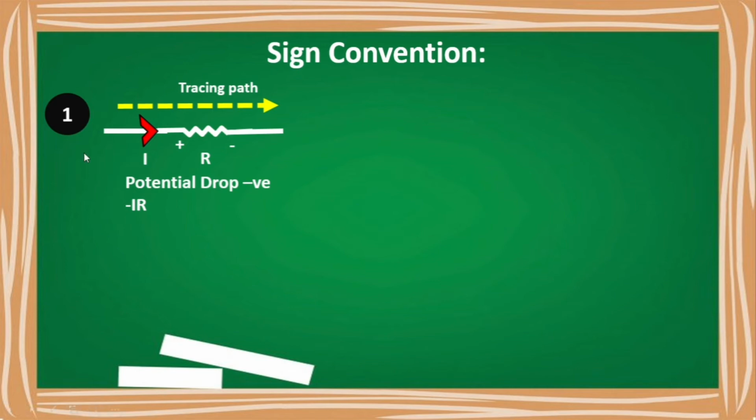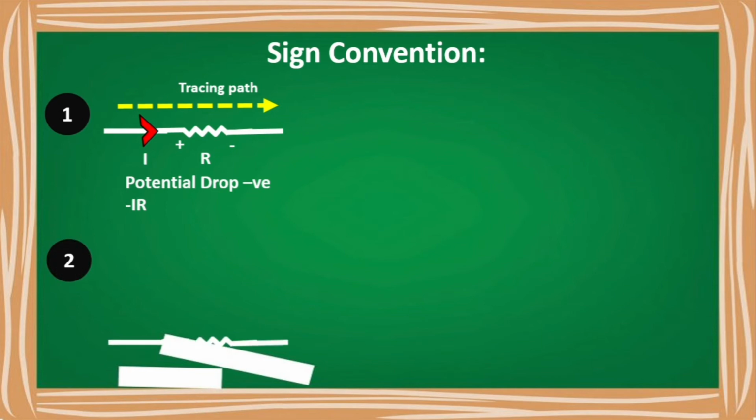But we are talking about voltage. So voltage, according to Ohm's law, is I into R. So I have to write V is equal to IR. So I have to write the expression as IR with a negative sign because it is a drop in potential.